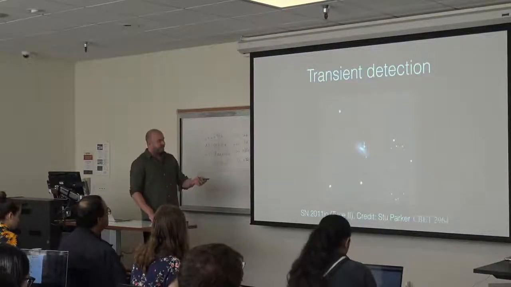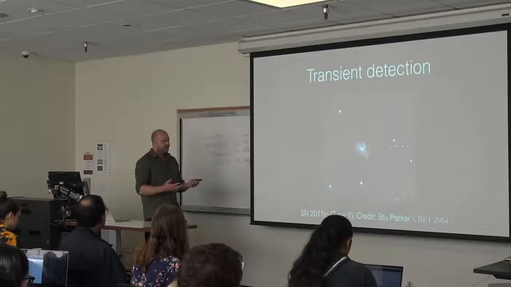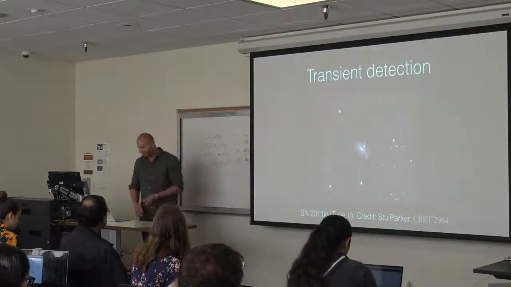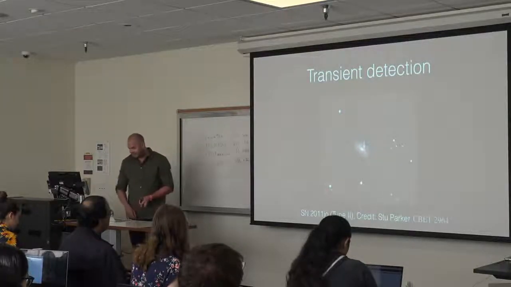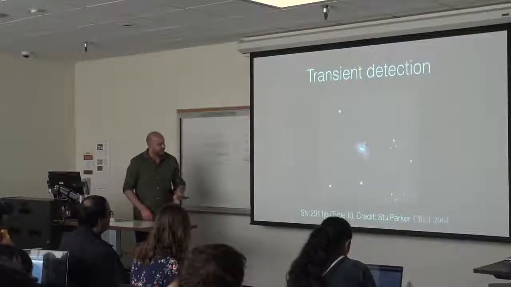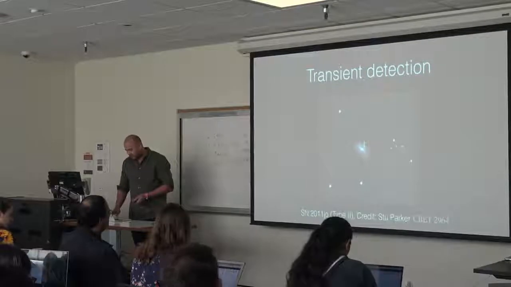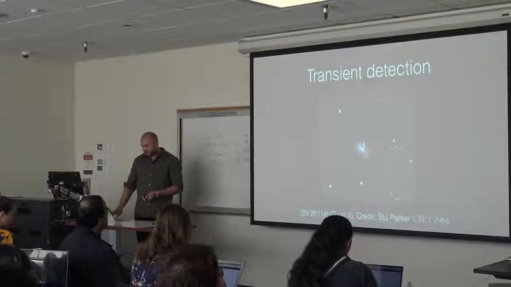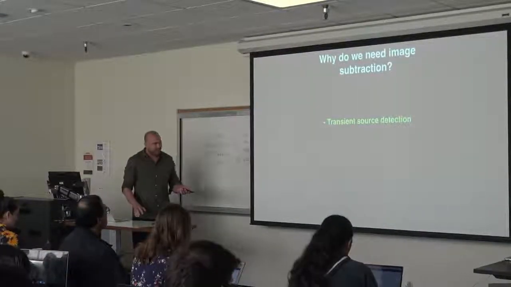So he's doing this by eye, by just comparing images from one night to the next, and then announcing the supernova. This one he actually announced. He was the first to announce this one. It was a type 2 supernova. Right, so that's the first thing.